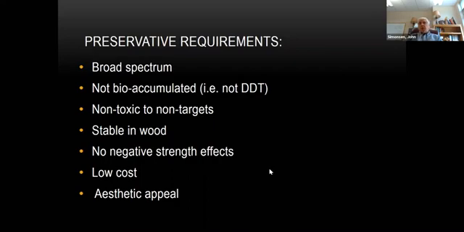So broad spectrum that is also non-toxic to non-targets has been really difficult to find. Or if you find it, it's not stable in the wood. Or if there are other things you can do, you have negative strength effects, like the heat treatment. If you overdo the heat treatment, you reduce the strength, right? Or if you could pay 10 times what people pay now for treated wood, there's all kinds of things you could do. But that's not where we're at.